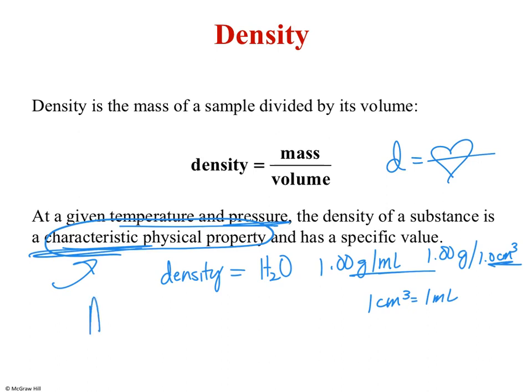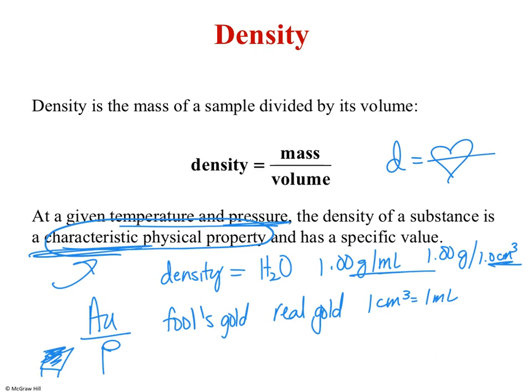In fact, this is how people decided gold when they would go and do the gold digging. You had the fool's gold, and then you had real gold. And so the way they would tell whether it was fool's gold or real gold, they would get a volume, they would mass it. So you'd get your weight balance out, and you put your gold on there, and then you would get the mass of the gold.